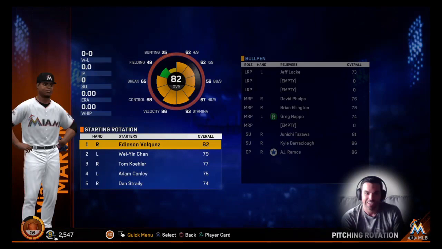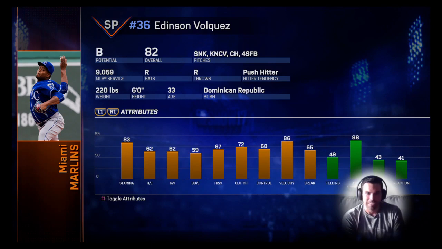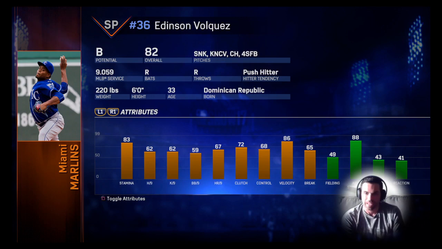Overall ratings, as a lot of you know, don't really hold up that well in this game because they measure a lot of stuff that just doesn't matter, especially when you play out the games. Again, hits per nine, Ks per nine, stamina, those are really the big three. Velocity if you're playing a human, things like that. But not all these ratings really matter. So overall, not a huge deal.